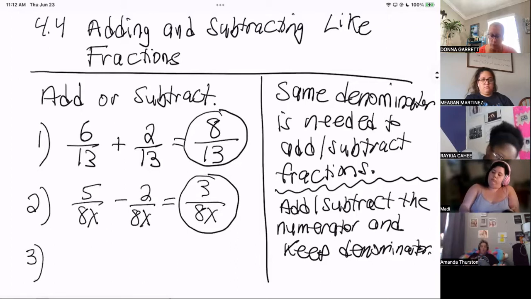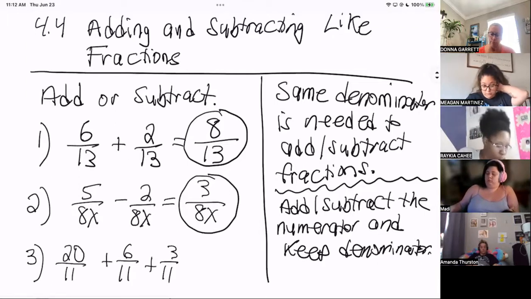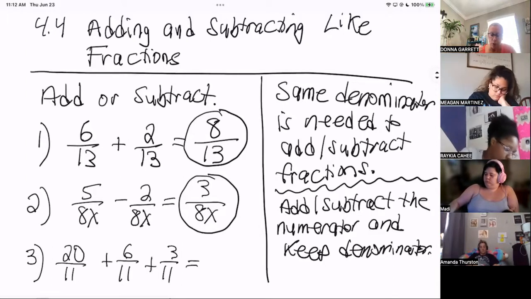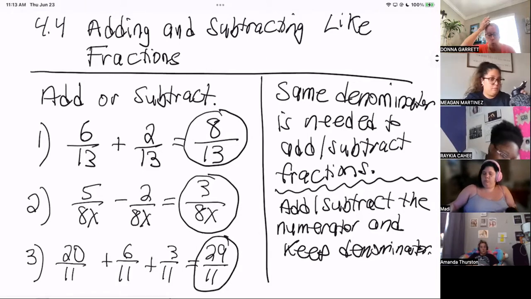I can have a whole bunch of them, like 20 over 11 plus 6 over 11 plus 3 over 11. They're all the same denominator. I don't have to do anything except add the numerator and keep the denominator. So 20 plus 6 is 26, plus 3 is 29 over 11. I'm going to leave it as an improper fraction. Let's say it asks for improper, or they ask for mixed, you would change it to a mixed number by dividing.